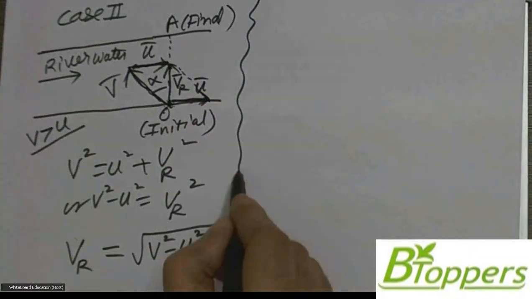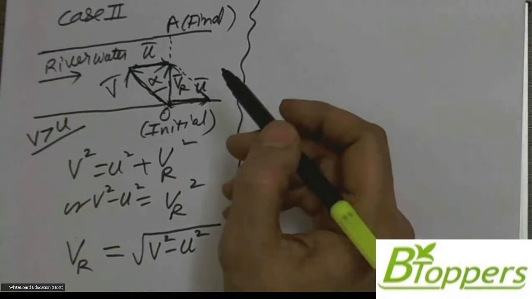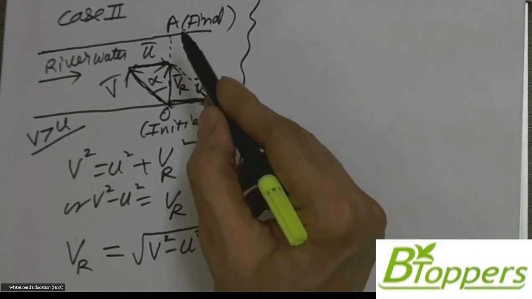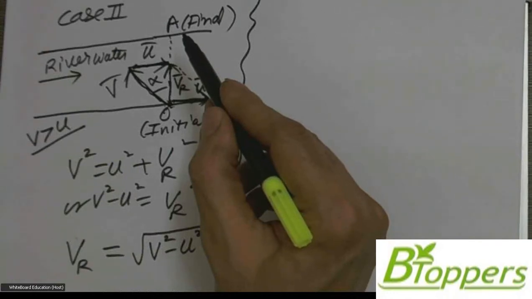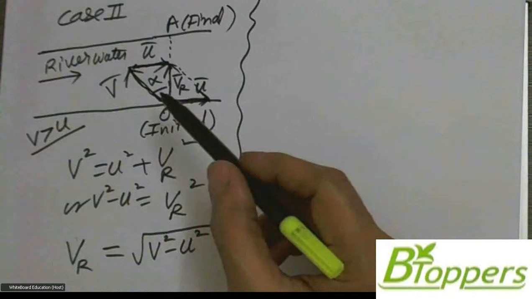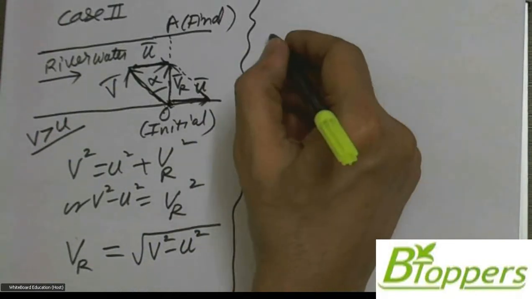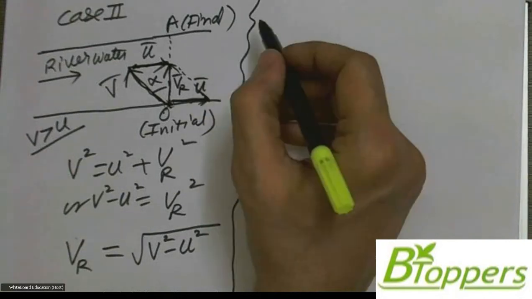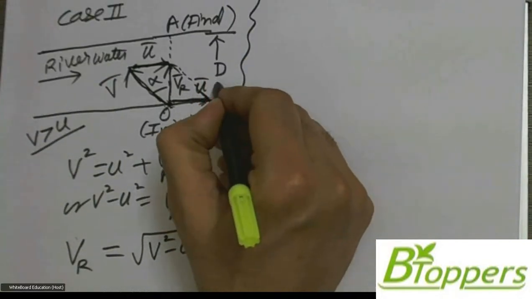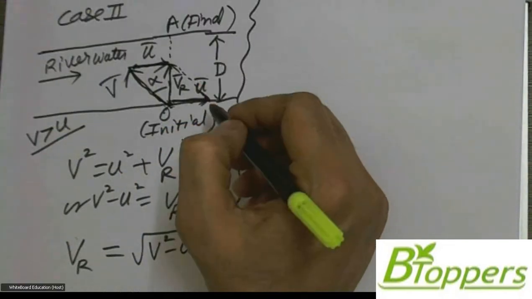That means the boat or swimmer may be able to cross the river along the minimum distance path and reach the exactly opposite point on the other bank only when V is greater than U. So in this case, the actual distance covered by the boat while crossing the river is the same as the width of the river.